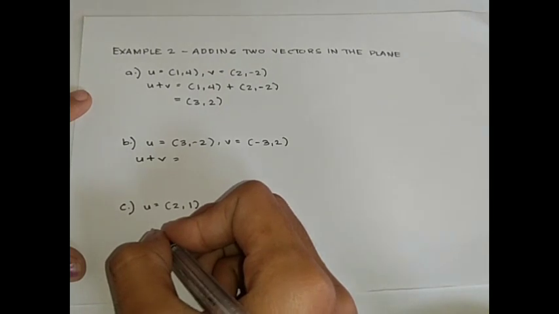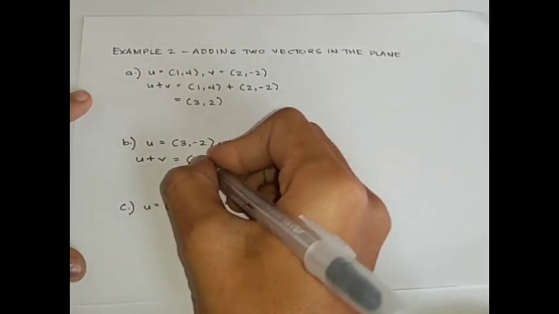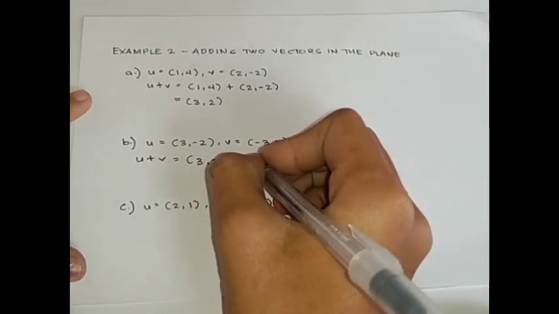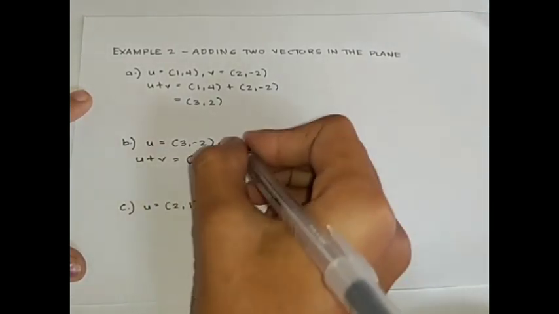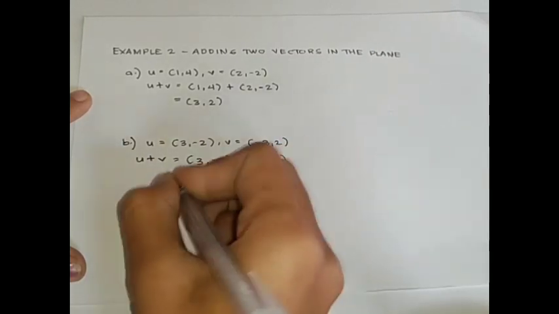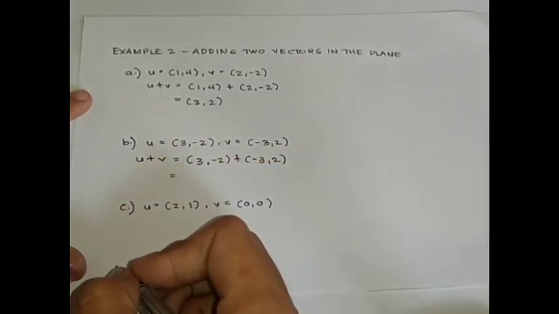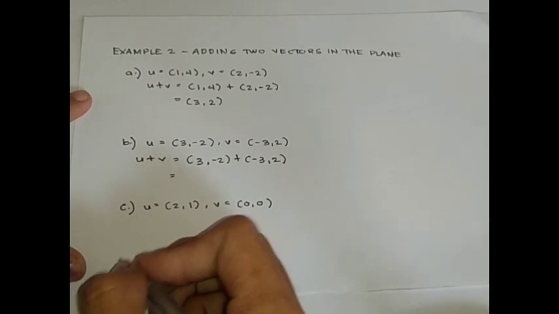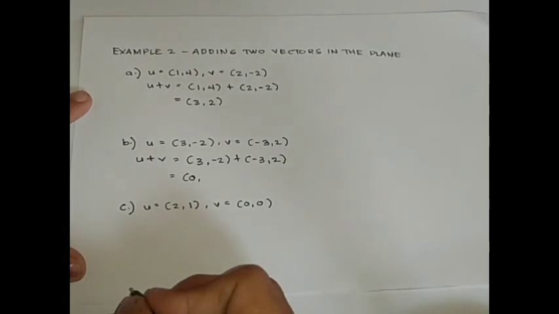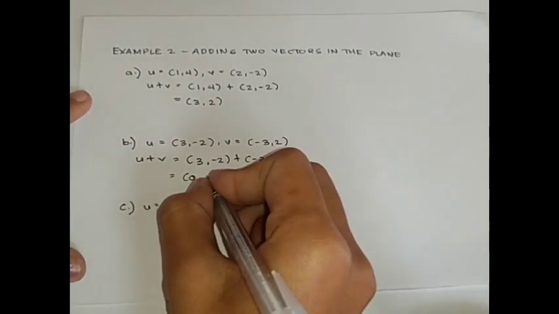Then for letter B, let us add u and v. Substitute for the value of u, positive 3 and negative 2, plus the value of v, which is negative 3 and positive 2. Add their corresponding components. 3 minus 3 is equal to 0. Then negative 2 plus 2 is equal to 0.